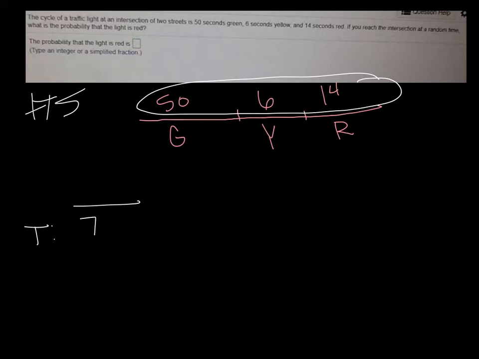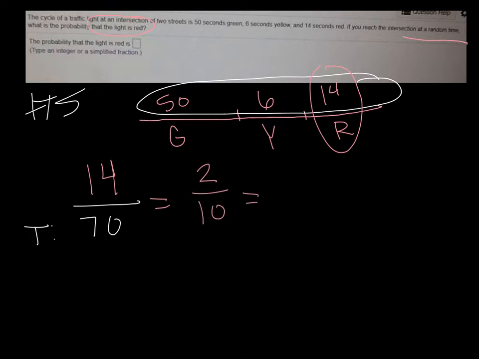So first I want to figure out what my total is. So my total is all of these added together. So whenever you do probability, your total should be on bottom. So if I add those together, we get 70. And it says, if you reach the intersection at a random time, what's the probability the light is red? So 14 of those seconds are red. Both of those are divisible by 7. Both of those are divisible by 2. But for this, you have to be very careful that you look at what it's asking for. So it's asking for a simplified fraction or integer. So my answer here would be 1/5.